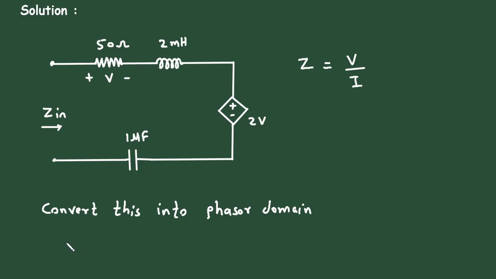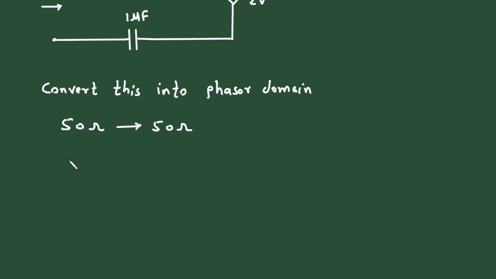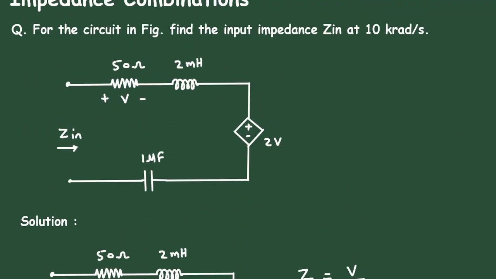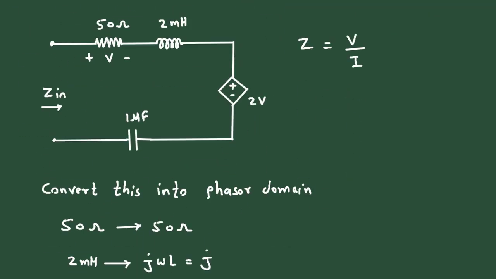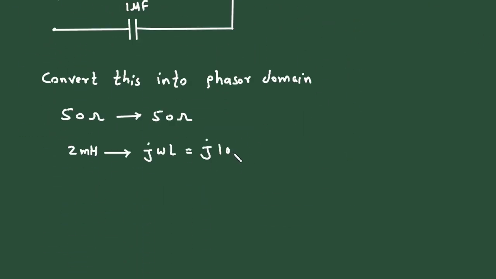Now here this is 50 ohm. This will be converted into 50 ohm, as it is in phasor domain. Also it will remain the same. Now here it is 2 millihenry. So 2 millihenry will be j omega L. So j into omega, the value of omega is 10 kilo radian per second. So 10 into 10 to the power 3, into inductance value 2 into 10 to the power minus 3.